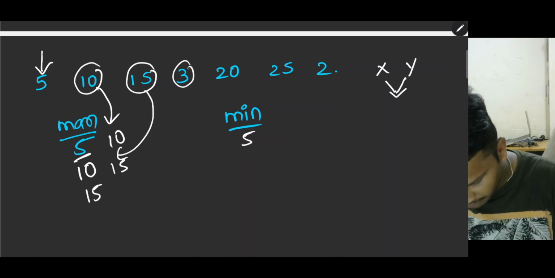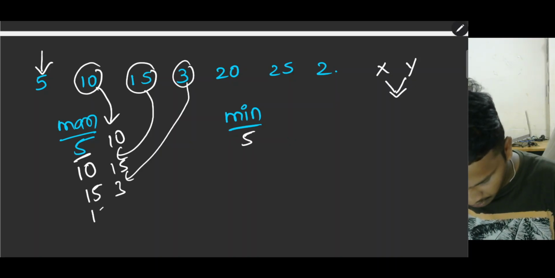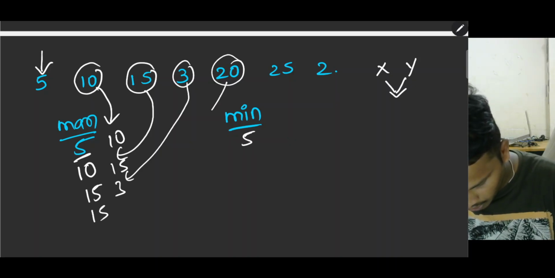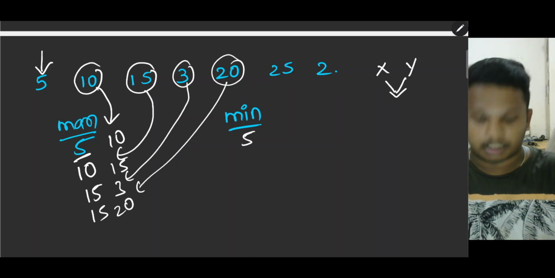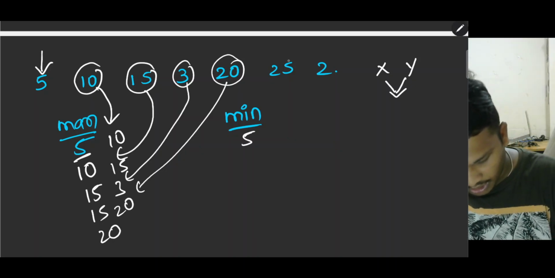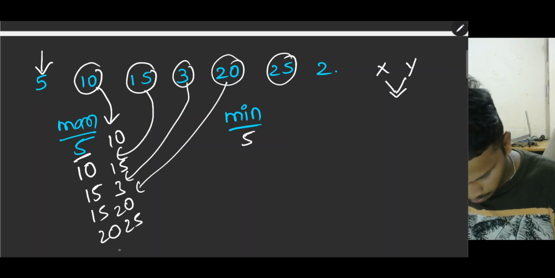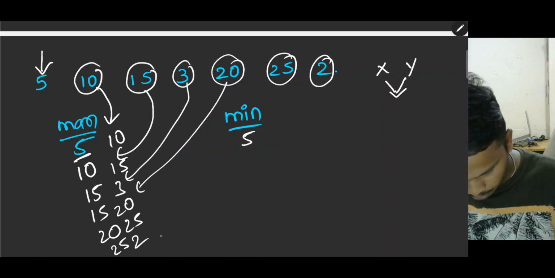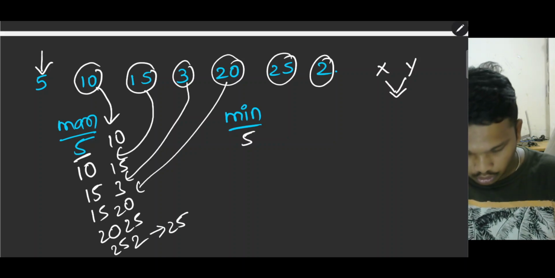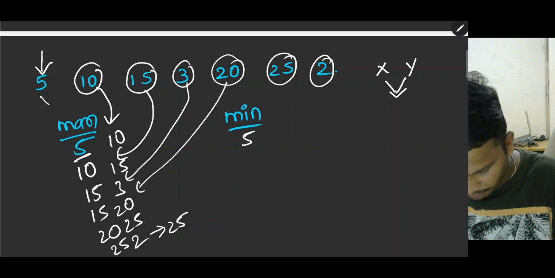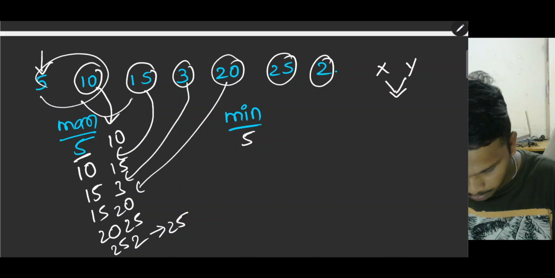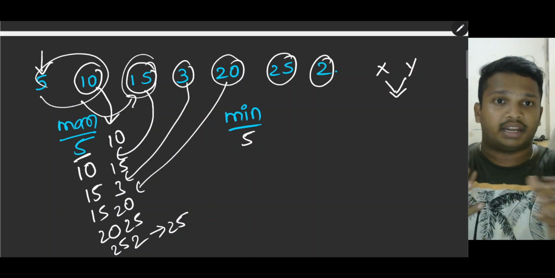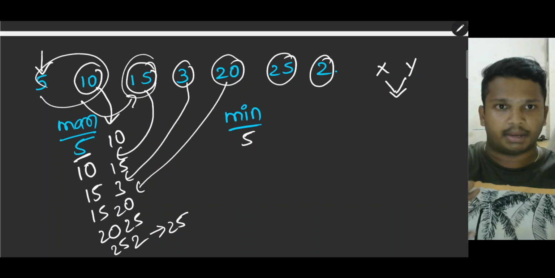Again, 15 and 3. Who is maximum? 15. Again, 15 and 20. Who is maximum? 20, so write 20. Again, 20 and 25. Who is maximum? 25. Again, 25 and 2. Who is maximum? 25. So finally, by comparing every two values, this maximum with the next value, and so on, comparing each and every value, we get the maximum.